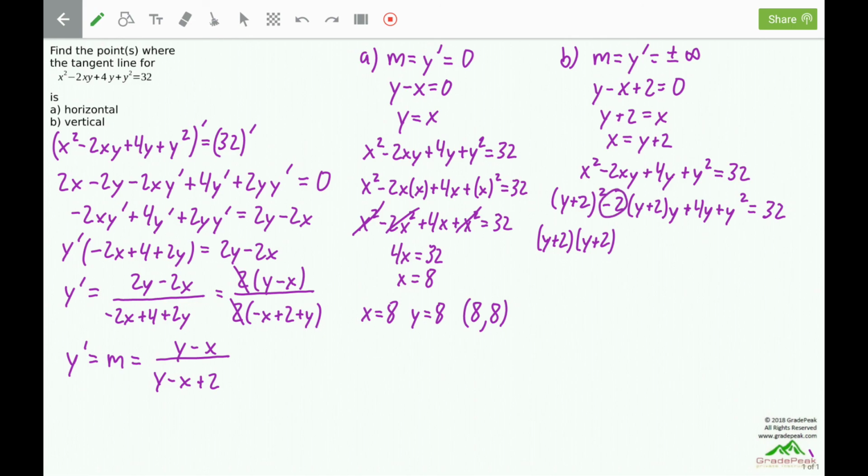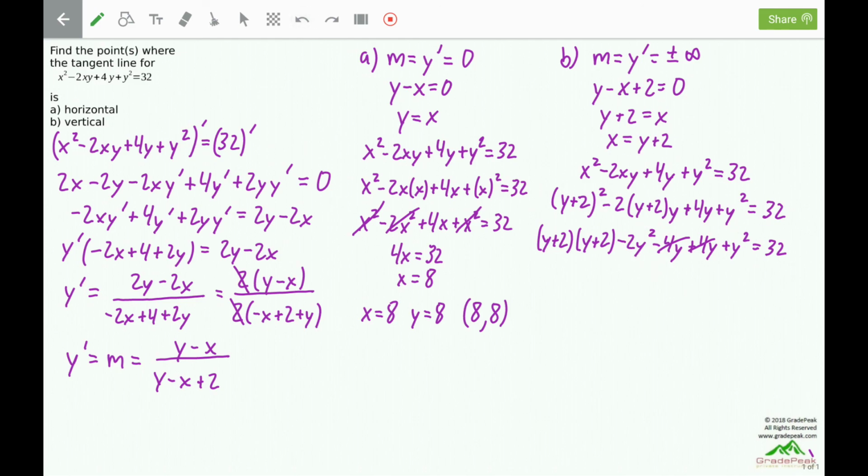For this next part, I'm going to distribute the negative 2 and the y into the y plus 2. That will give us a negative 2y squared and a minus 4y. We then have the plus 4y and the plus y squared equals 32. Now the negative 4y and the positive 4y can cancel, and we can also combine the negative 2y squared and the positive y squared together in our next step.